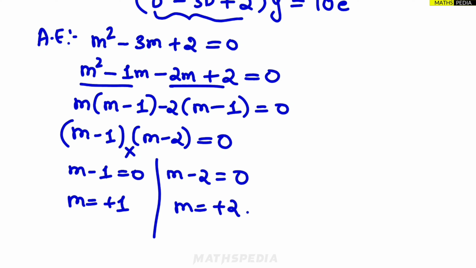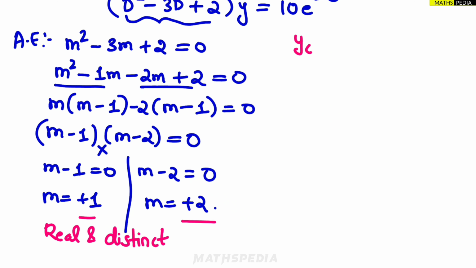Now remember one thing, that when you have to write the yc value, here whenever you are getting real numbers and distinct roots. What is the meaning of distinct? Distinct means separate roots, not equal roots. So suppose the m values are alpha and beta, not the same, they are different. So the yc value is equal to c1 e power alpha x plus c2 e power beta x. So we got the yc value.